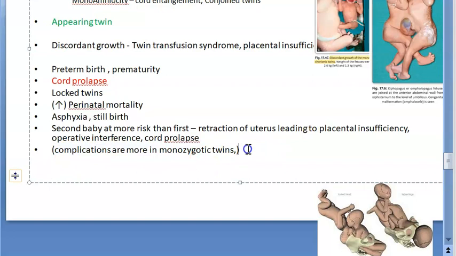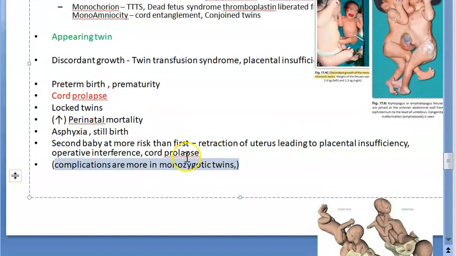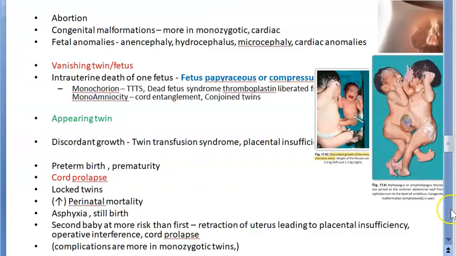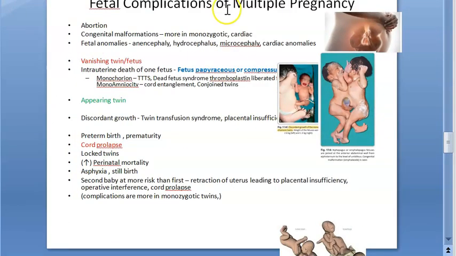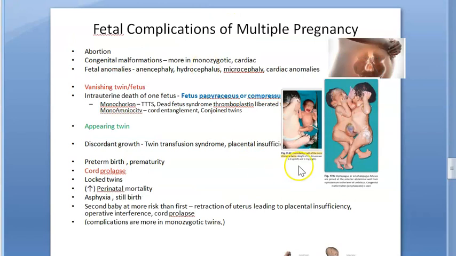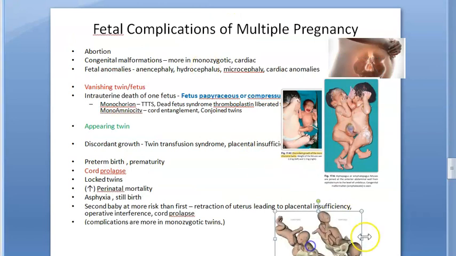And where did you see all the complications being more? In monozygotic twins. Okay, so we have kind of looked at all the fetal complications of multiple pregnancy. It was a huge journey to look at all this, isn't it?